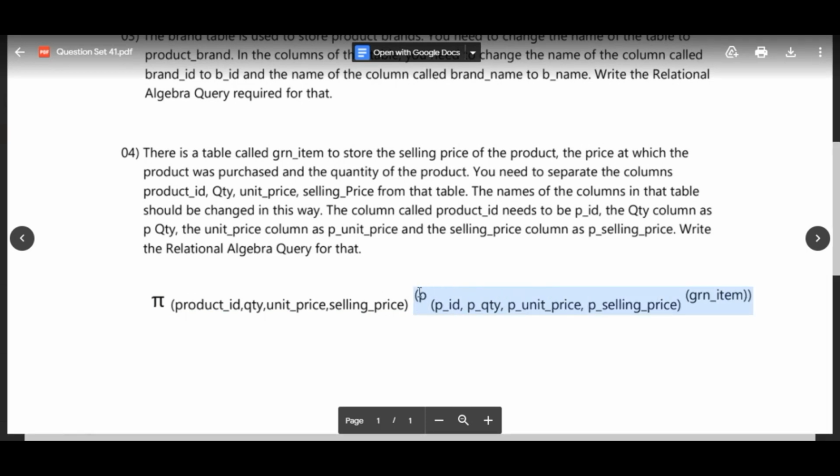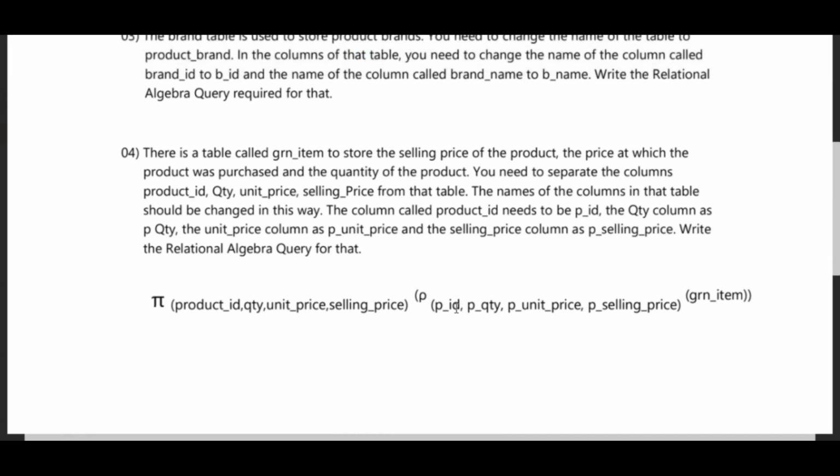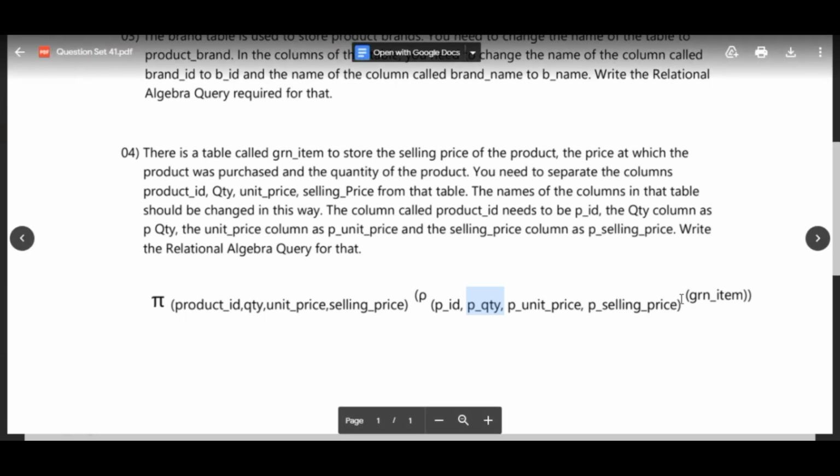inside this bracket they have mentioned the GRN item. Also what they did was two things. One was referring to the GRN table, as well as renaming the GRN table's columns, such as product ID to PID, product quantity to PQTY, the unit price column name to P unit price, and renaming the selling price column as P selling price. So that's what happened here.